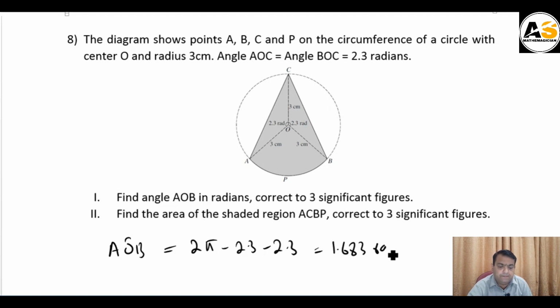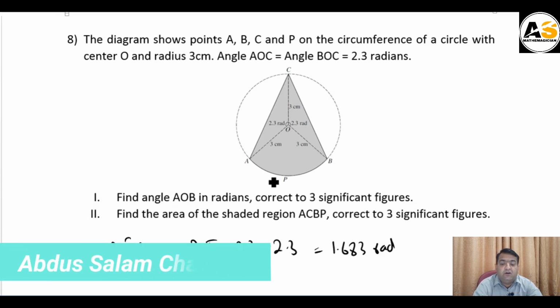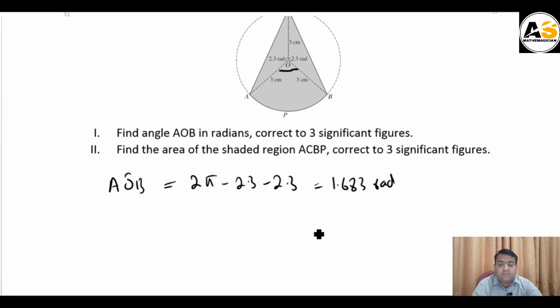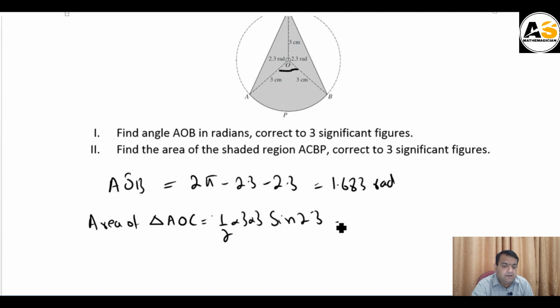1.683 radian. Now we have to find the area of shaded region. Area of shaded region is area of this triangle plus area of this triangle plus area of this sector whose angle we just calculated. First of all, let me find area of triangle AOC. One by 2 into 3 into 3 into sine 2.3 radian, which will be simplified to 3.3557.